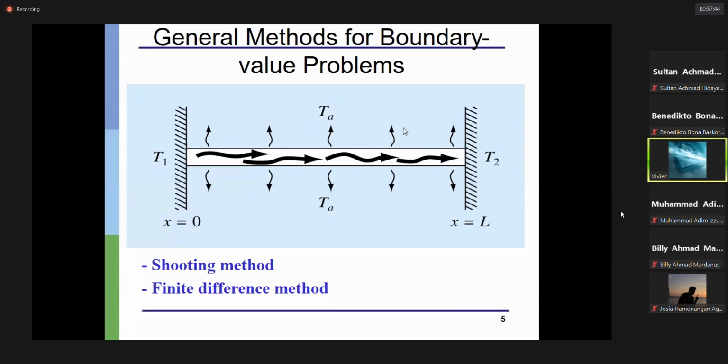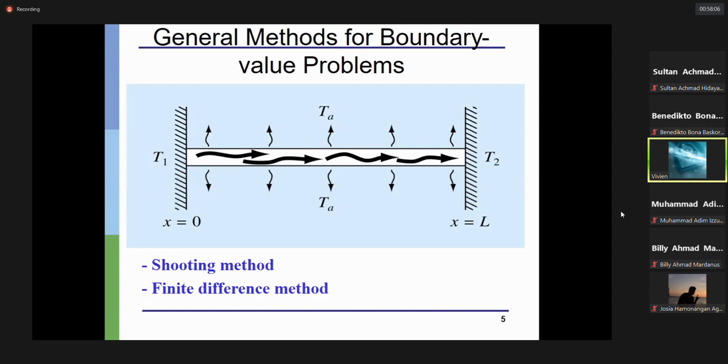So here we have convection to the surrounding. This is one example of a boundary value problem, in which we have two boundary conditions specified at different points, which are x0 and xL. Now, how do we solve this? We have two methods. The first one is the shooting method, and the second is the finite difference method.